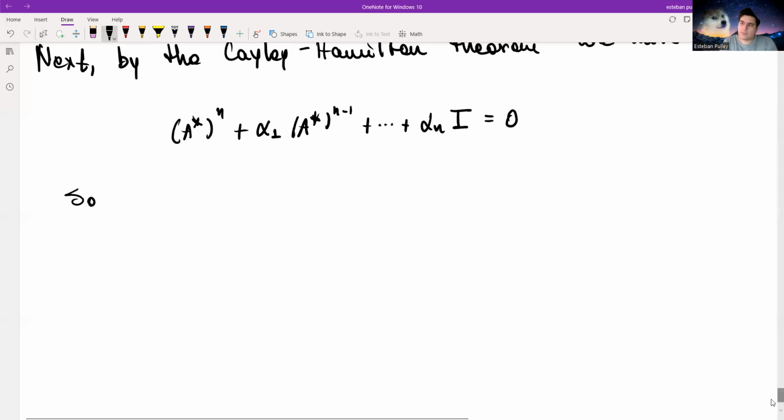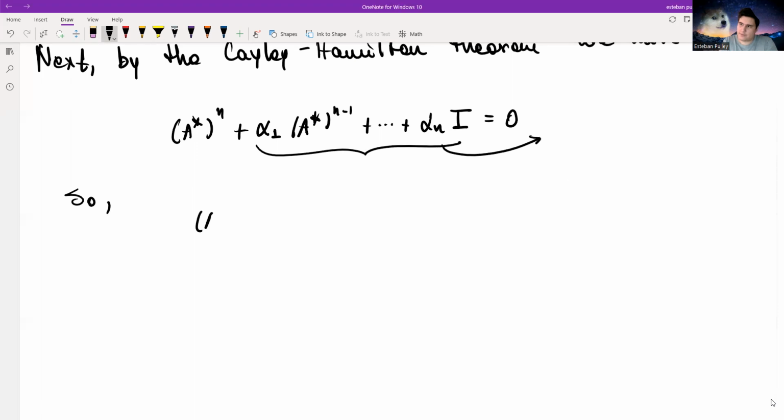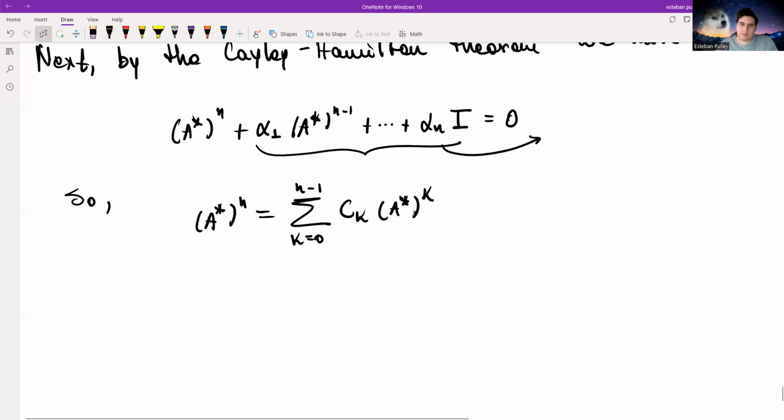So I can take all of this to the other side of the equation, and I have that a transpose to the power of n is equal to the sum from k equals 0 to n minus 1 of c_k, some constants, times a transpose to the power of k. And well, this is a result from the Cayley-Hamilton theorem.